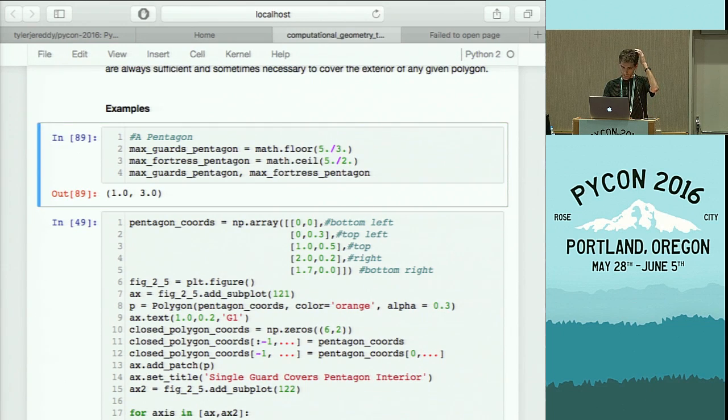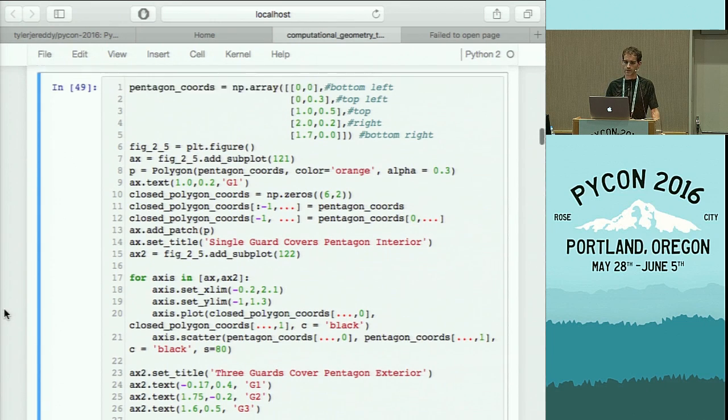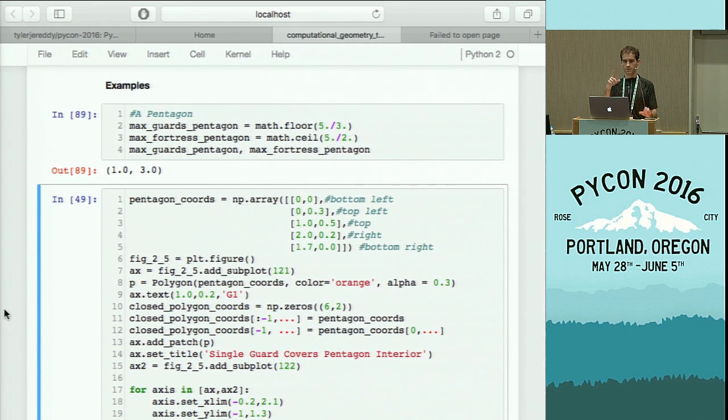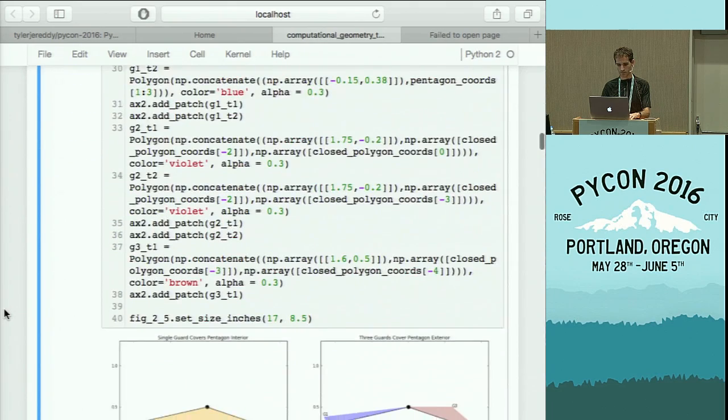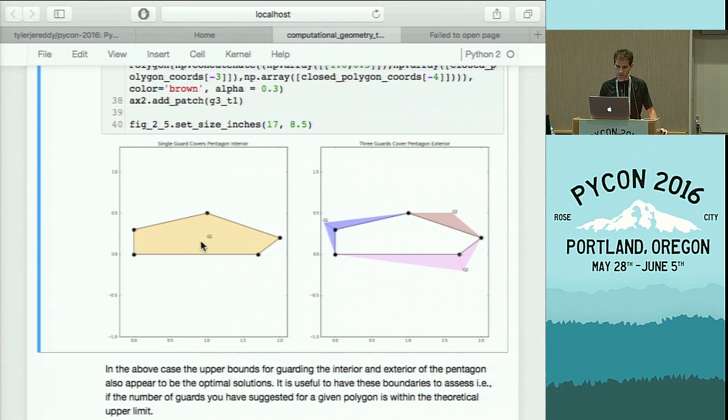So I start off with a pentagon, and we're looking at both the fortress problem and the max guards for guarding the interior problem. And we get values of 1 and 3. And I think you can intuitively guess that 1 is a reasonable guess for the regular polygon, because one guard standing in the middle of a regular polygon can see all of the corners and all of the edges just by turning around. And so we have here a single guard. I just put G1 here inside this pentagon.